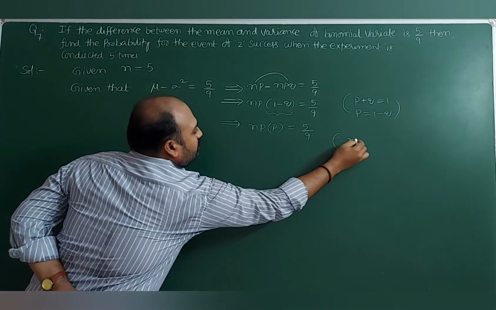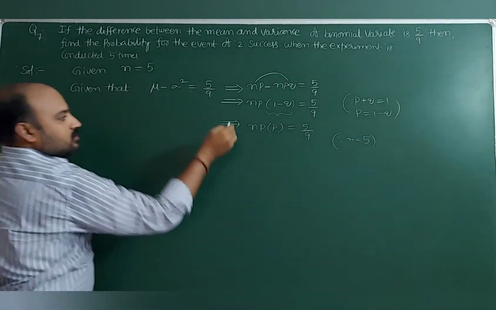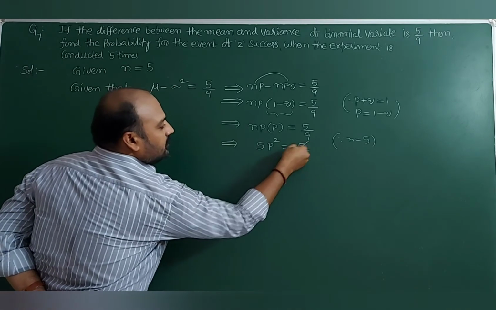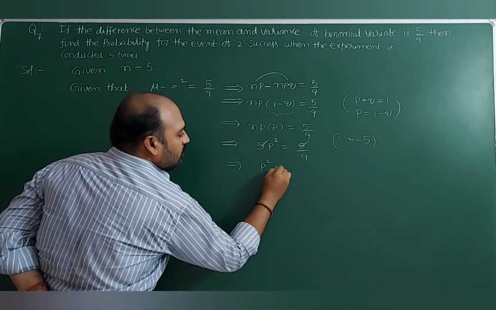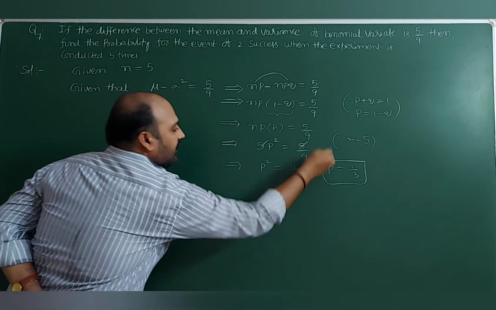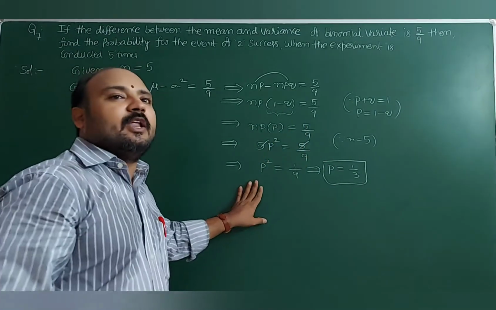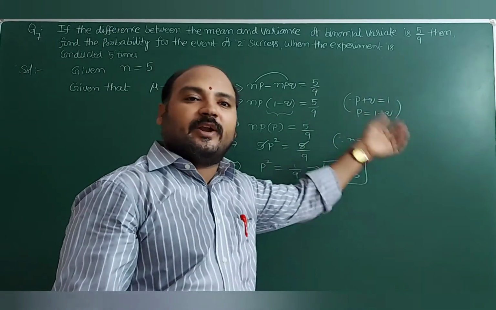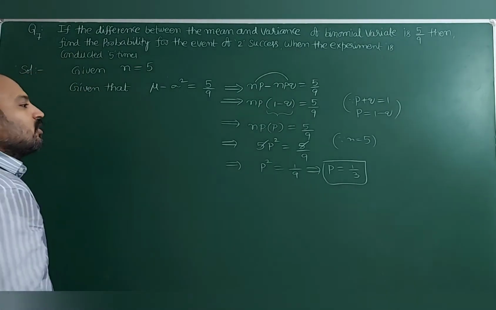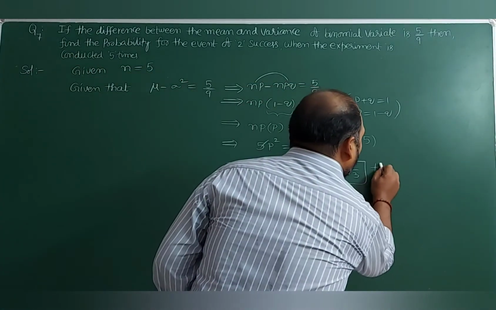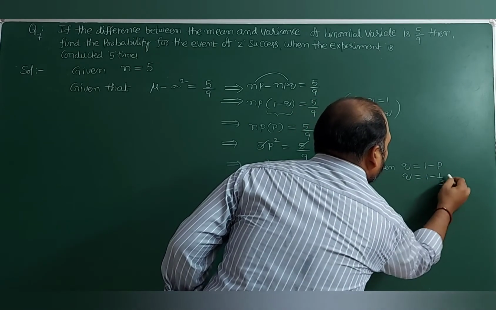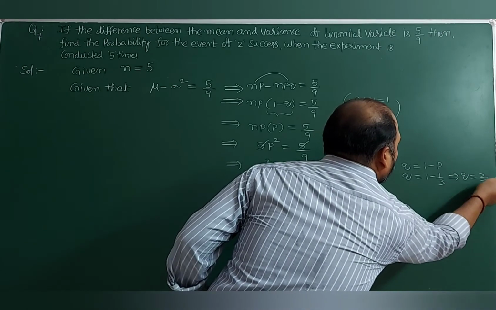Since n value is equal to 5, 5p square is equal to 5 by 9. So p square is equal to 1 by 9. That implies p is equal to 1 by 3. We cannot write plus or minus. Why? Because probability p value is always greater than 0, q value is also greater than 0. So p is equal to 1 by 3. So obviously q value will come now. If p is equal to 1 by 3, then q is equal to 1 minus p, 1 minus 1 by 3. That implies q is equal to 2 by 3.